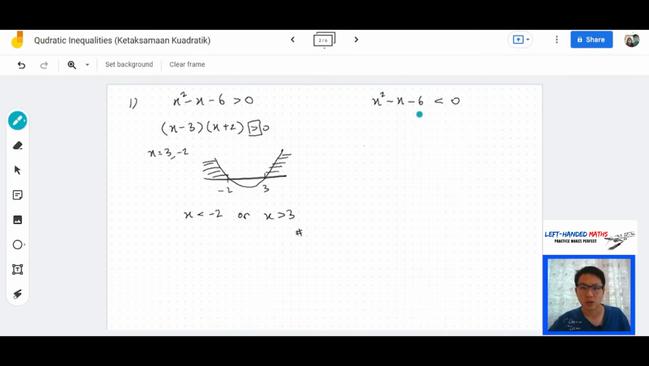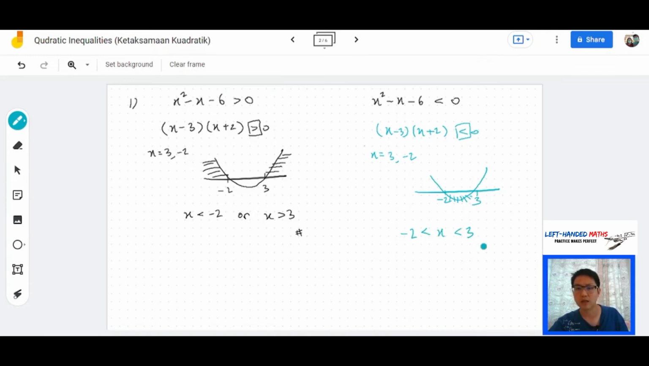Now, if the question is less than 0, the way of doing it is exactly the same. X minus 3, x plus 2 is the factorization, and our roots are 3 and -2, so we have the same sketch. Then we look at the range. We take the answer which is less than 0, which is below the x-axis. So our answer will be in between these two figures, -2 and 3.